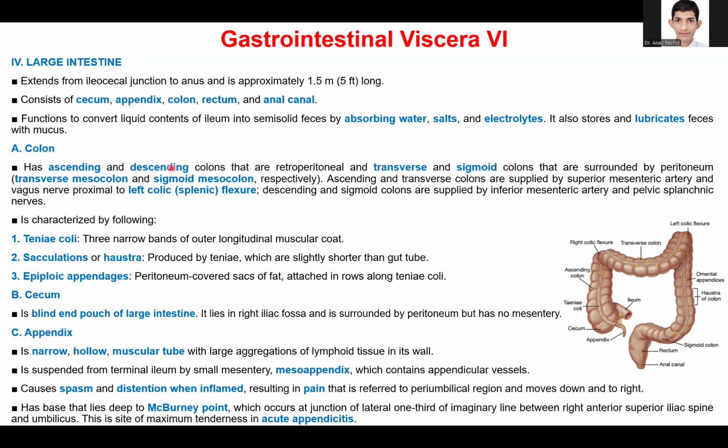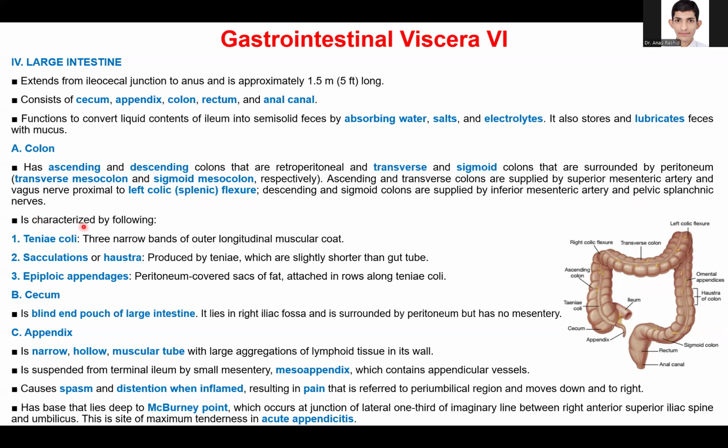The colon has ascending and descending parts that are retroperitoneal, and transverse and sigmoid parts that are surrounded by peritoneum, with the transverse mesocolon and sigmoid mesocolon, respectively. The ascending and transverse colons are supplied by the superior mesenteric artery and vagus nerves, proximal to the left colic splenic flexure. The descending and sigmoid colons are supplied by the inferior mesenteric artery and pelvic splanchnic nerves.